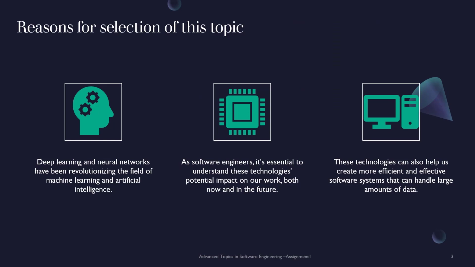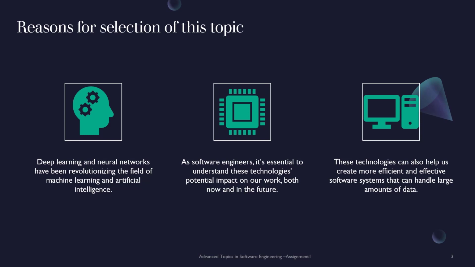Reasons to select this topic are that deep learning and neural networks have been revolutionizing the field of machine learning and artificial intelligence and are quite popular in the current context. These technologies can also help us create more effective and efficient software that can handle the large amount of data being produced every minute and second.